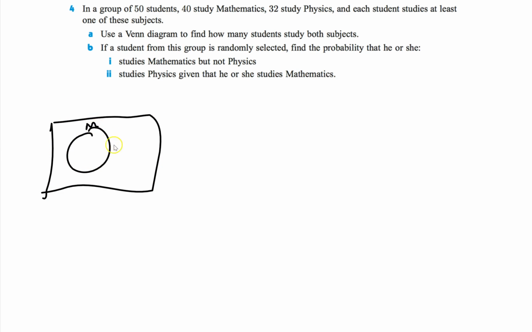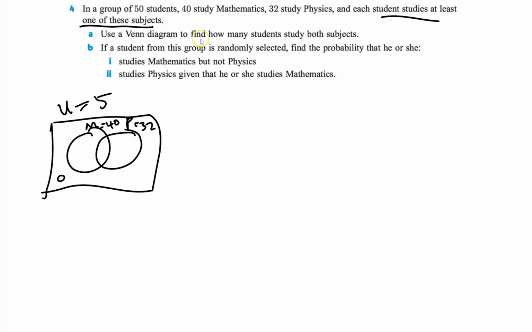So this is math. This is physics. Universe is 50. Now again, 40 study math, that's this right here. I cannot stress that enough if you've noticed. It's the whole thing, not this. Don't be lazy. Whole thing. Physics is 32. Same idea. Right, the whole thing. Each student studies at least one of these subjects. So that's important. I almost skipped that. That means that there's nothing on the outside. Nobody studies not math or physics. This is a good school.